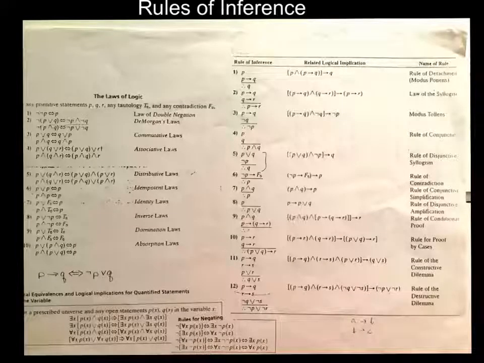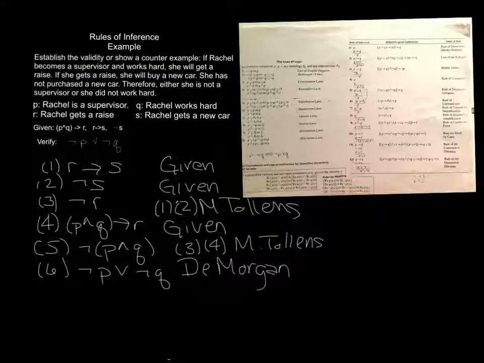It will be useful to have your handout with the laws of logic and the rules of inference nearby. This is the example we used in our last video. Establish the validity or show a counterexample. If Rachel becomes a supervisor and works hard, she will get a raise. If she gets a raise, she will buy a new car. She has not purchased a new car, therefore either she is not a supervisor or she did not work hard.